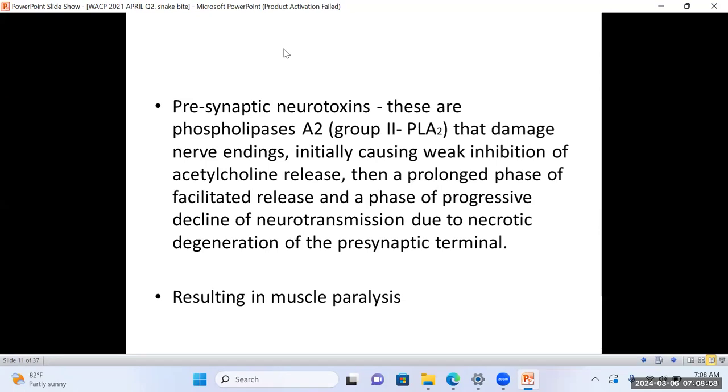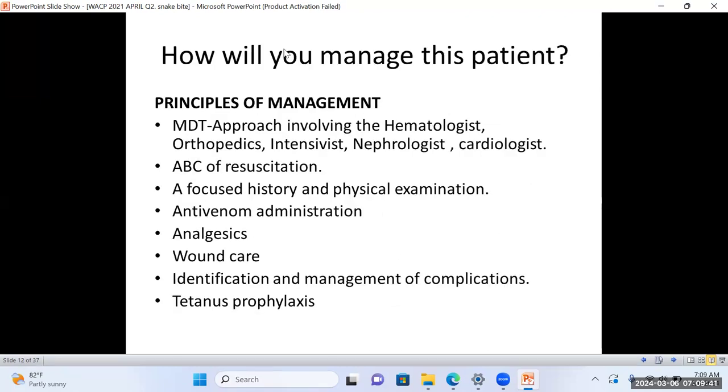So for the neurotoxic parts, there are group 2 phospholipase A2 that damage nerve endings. They cause the problem in three phases. Initially, there's weak inhibition of the acetylcholine release. Then you have a prolonged phase of facilitated release and a phase of progressive decline of neurotransmission due to the necrotic degeneration of the presynaptic terminal. All this will result in muscle paralysis because we know that acetylcholinesterase has to do with calcium. It's a calcium dependent enzyme, and it helps in muscle contraction. So resultant muscle paralysis can occur. If this occurs in the airway, there can be respiratory failure.